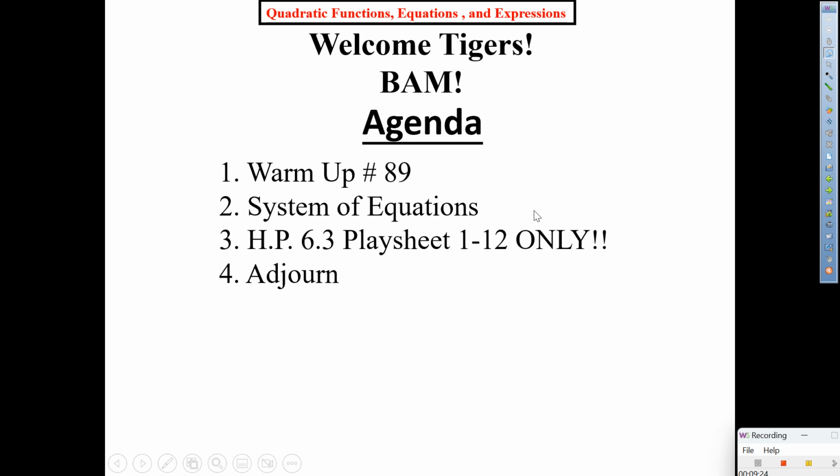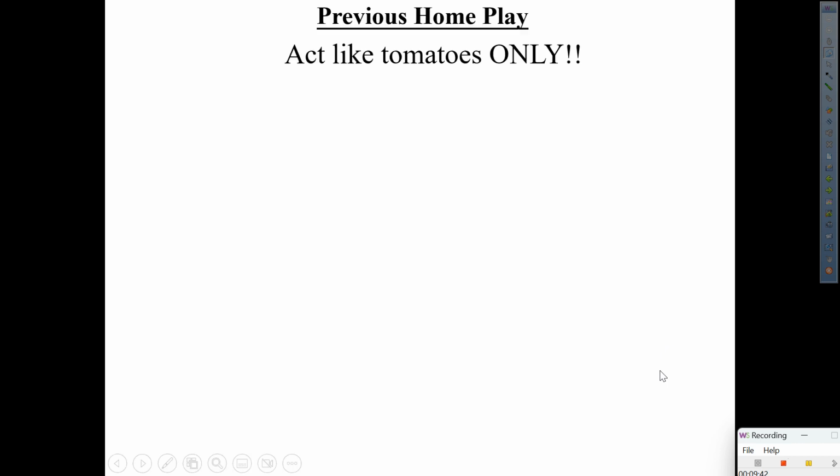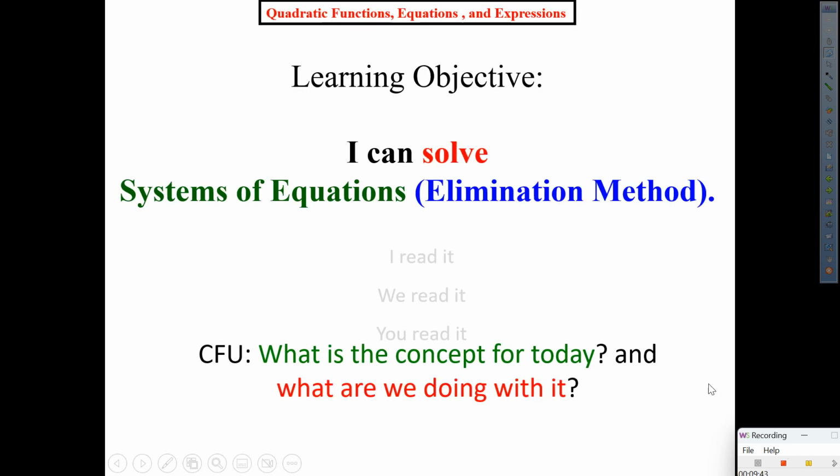Warm-up number 89, systems of equations. Poem play for tonight, 6.3 play sheet numbers 1 through 12 only. From there, get a Cornell note, please. All right, get a Cornell note ready, please. All right, here we go.